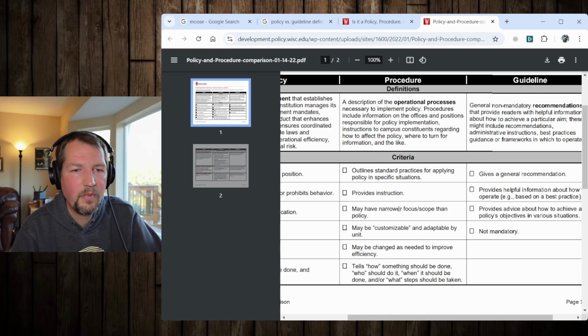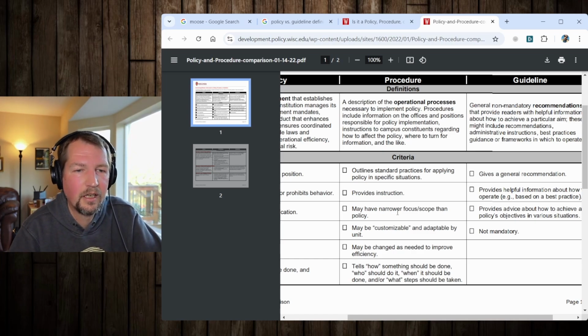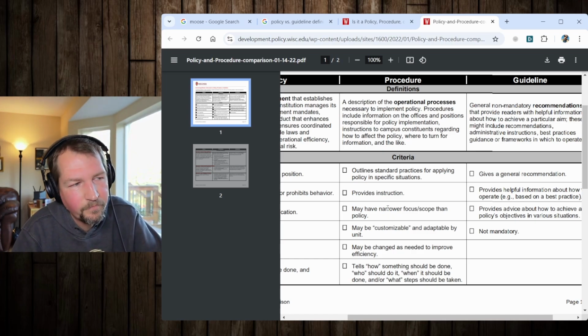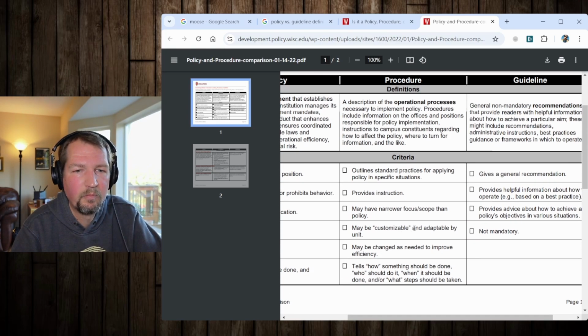Provides instructions, may have narrower focus scope than the policy. Yeah. So there may be different types of procedures for a given policy, depending upon how detailed we get. May be customizable and adaptable by unit. Sure. Because of state law, there may be different procedures that managers have to follow for certain policies, depending upon what state you're in. So there could be unique circumstances there.